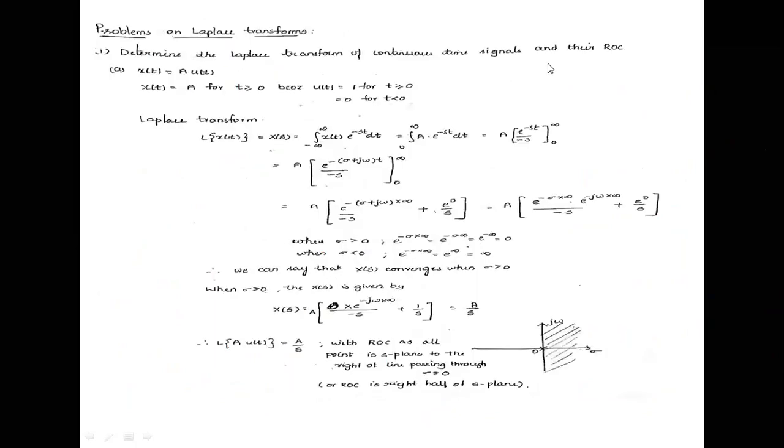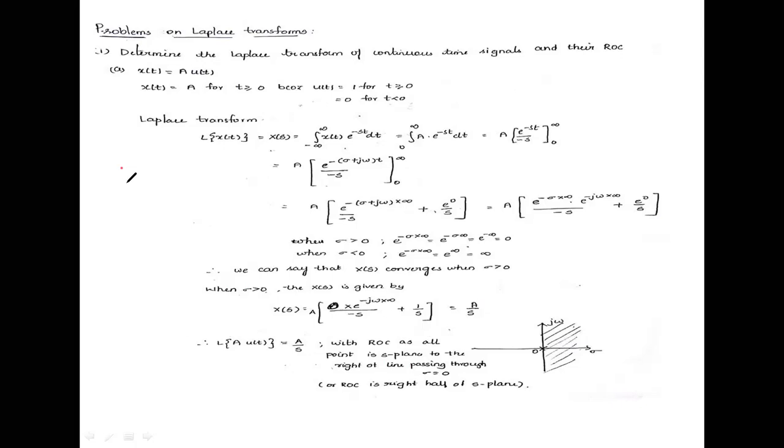So like that we can find the Laplace transformation for the given graphical representations. Got it? Some more examples: determine the Laplace transformation of the continuous time signal and its ROC. X of t is equal to a into mu of t. You know the Laplace transformation of mu of t is 1 by s.